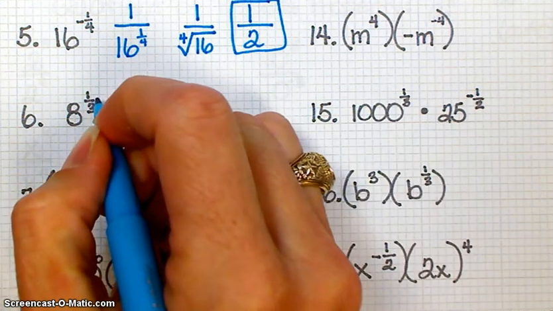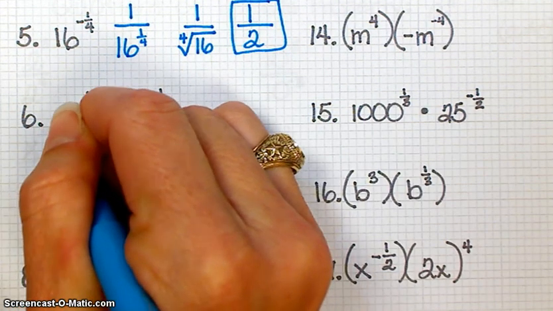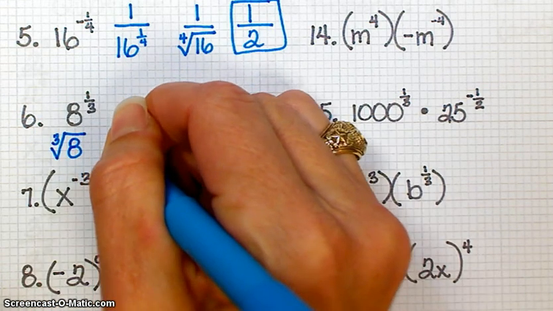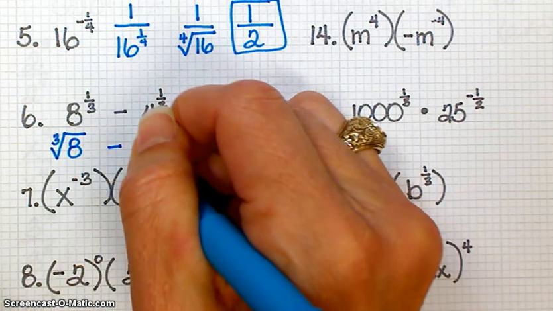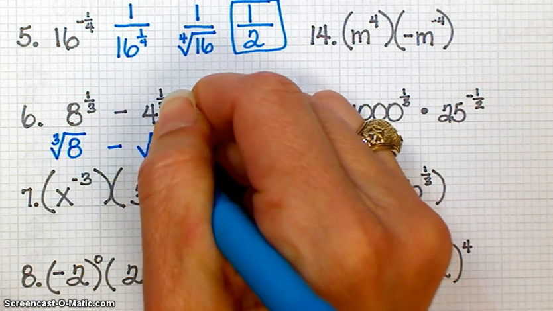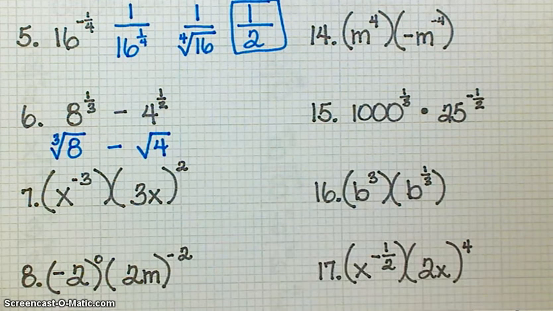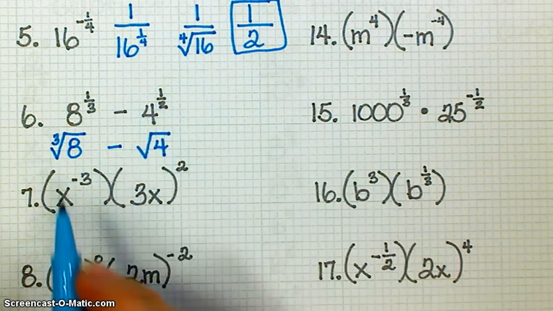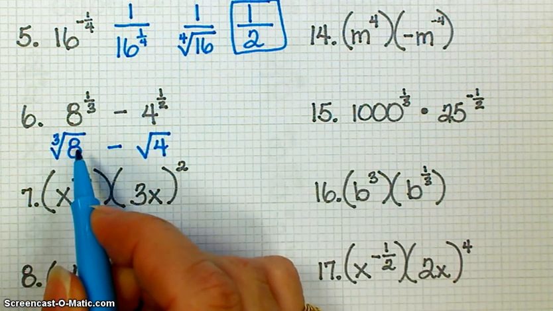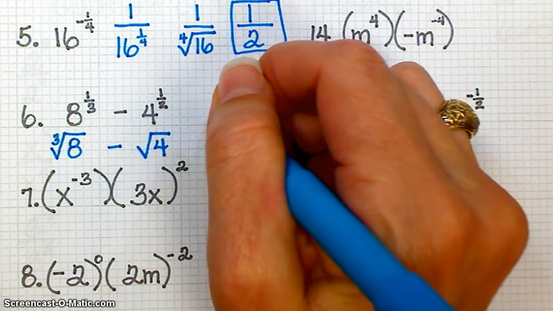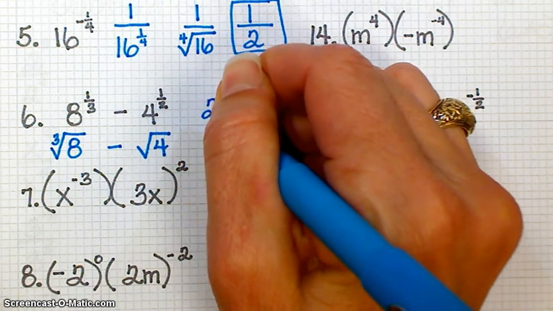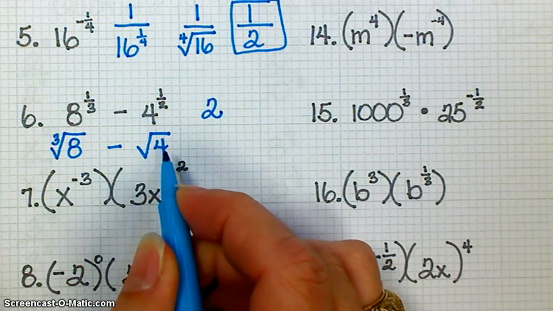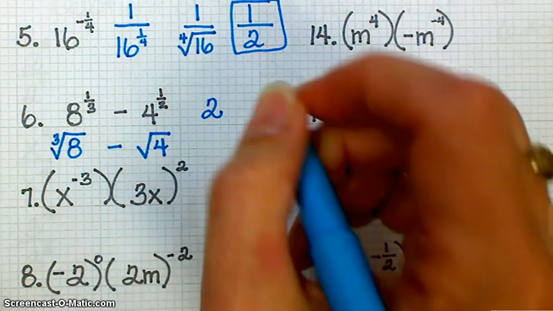Okay, 8 to the 1/3 is asking you to take the cube root of 8 and subtract the square root of 4. Remember, I don't have to put an index number out here if it's just a square root. The cube root of 8, 2 times 2 times 2 gives you 8. So the cube root of 8 is 2. The square root of 4, what number multiplied by itself gives you 4? 2 times 2 is 4.